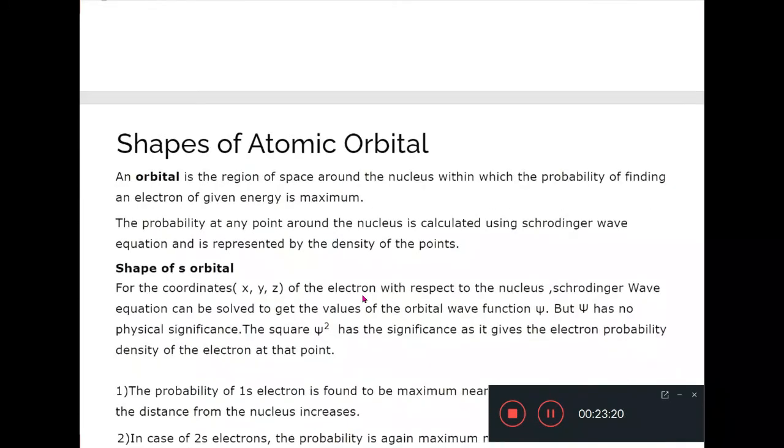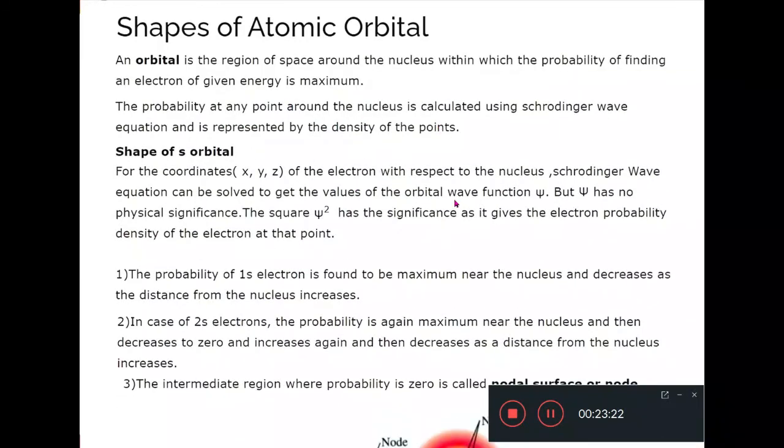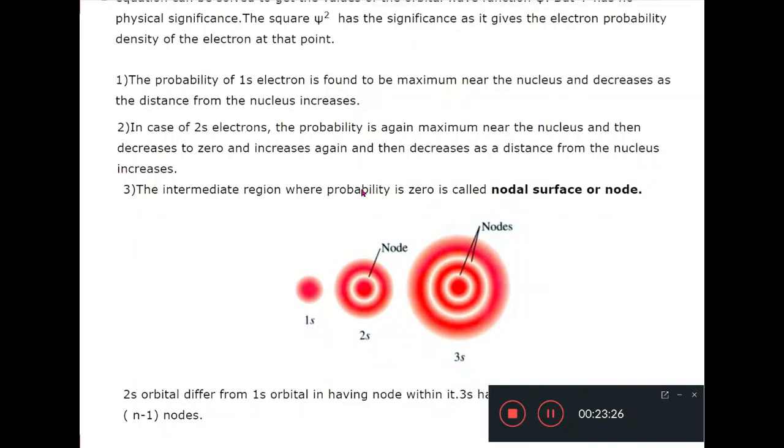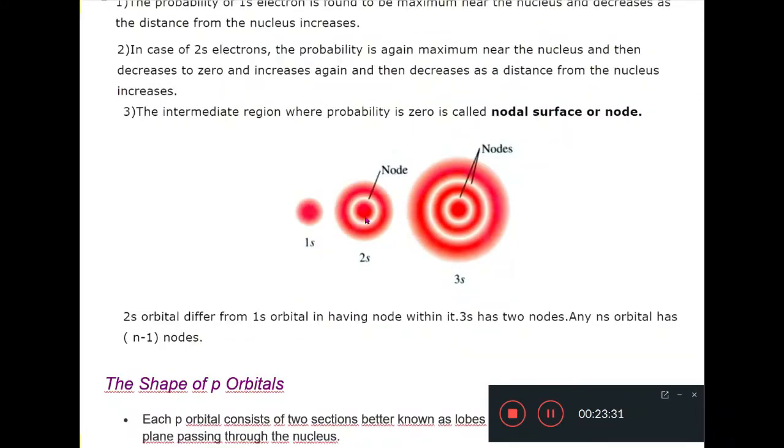Now our next topic is shapes of atomic orbitals. Students, here I am going to discuss the shape of various orbitals. The first orbital is the s orbital. The s orbital, students, is spherical in shape.